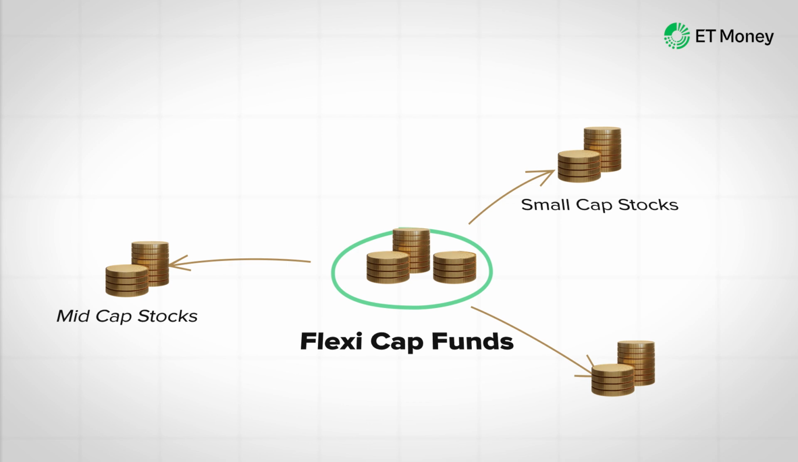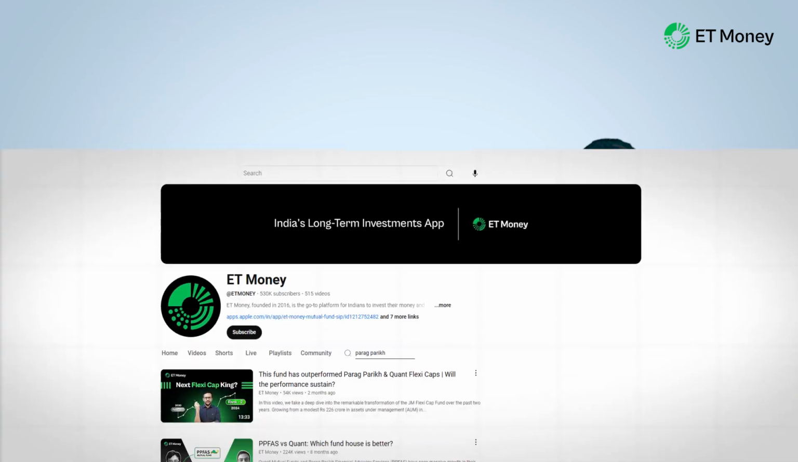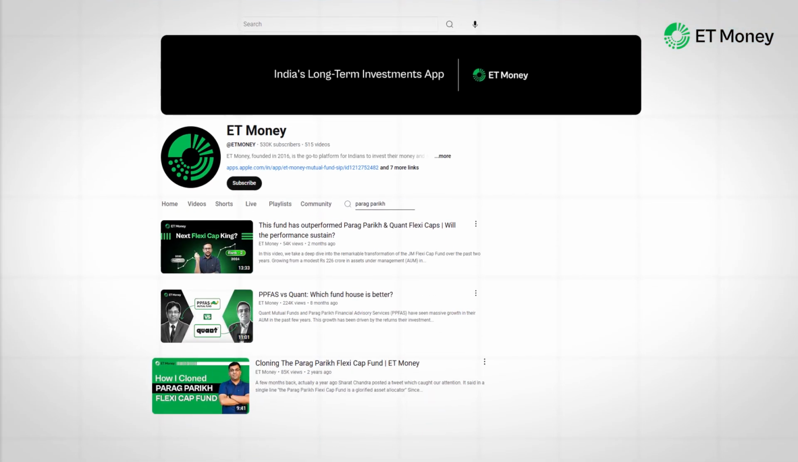in these segments. Now, Parag Parikh Flexi Cap is the most popular fund in the category. In our previous videos, we have discussed it many times. So this time, we decided to look at the popular Flexi Cap funds other than Parag Parikh.